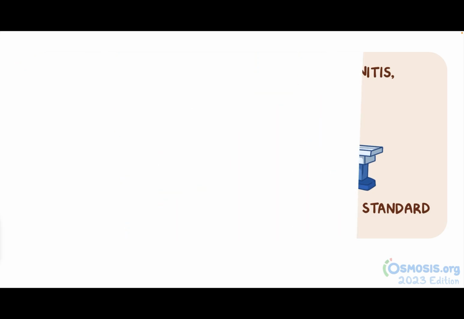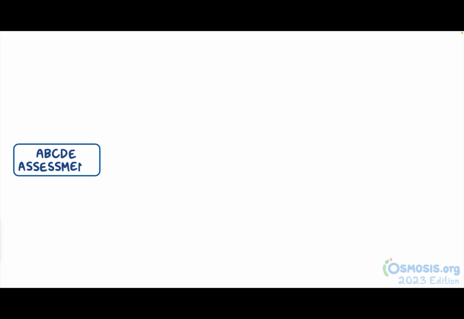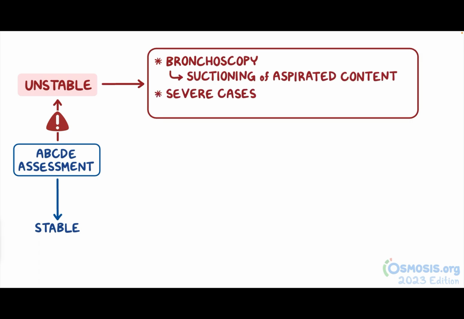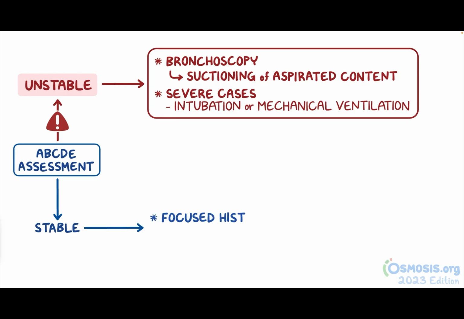All right, as a quick recap, if you suspect aspiration pneumonia or pneumonitis, first you should perform an ABCDE assessment to determine whether your patient is unstable or stable. Unstable individuals usually require bronchoscopy and suctioning of the aspirated content, but in severe cases, you might need to consider intubation and mechanical ventilation. On the other hand, when approaching a stable patient, you should first obtain a focused history and physical examination and order a chest X-ray.